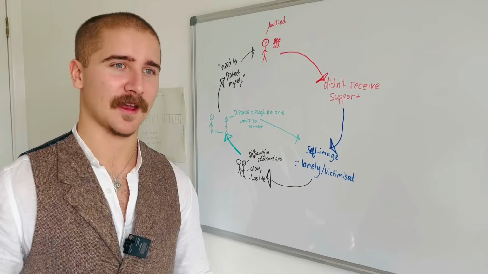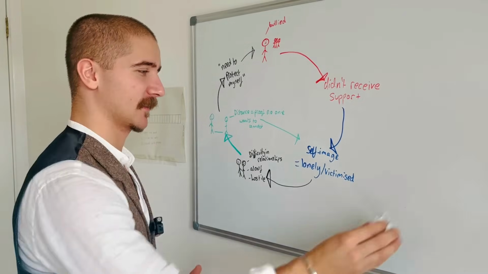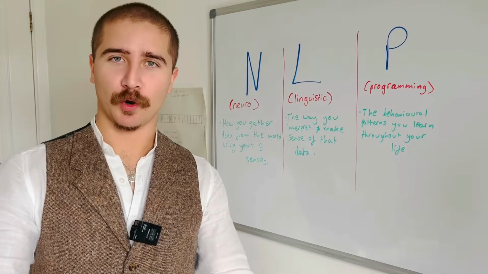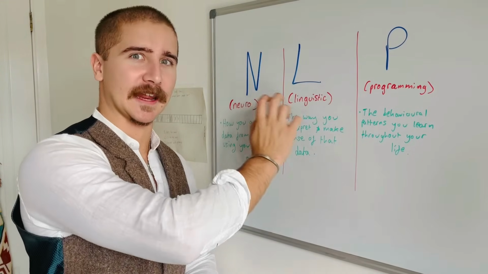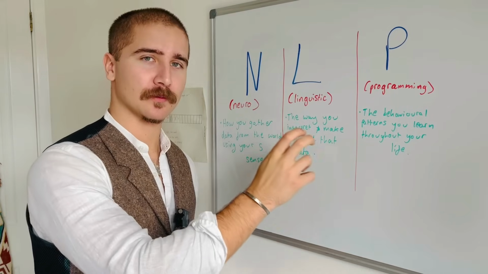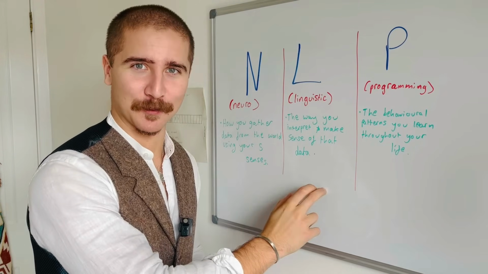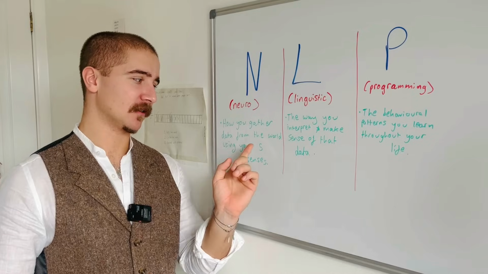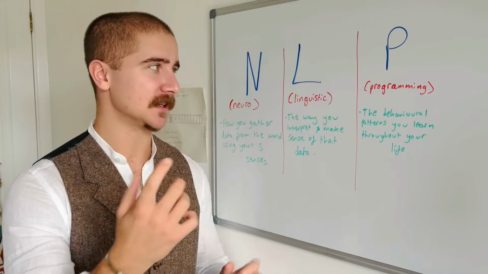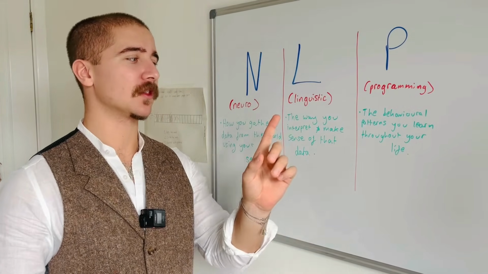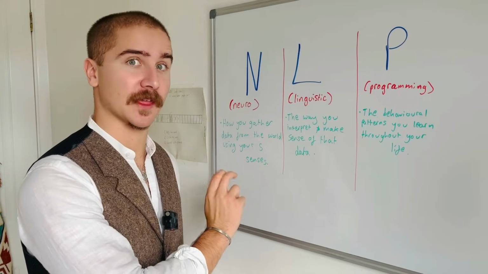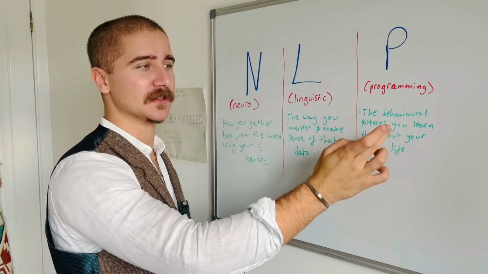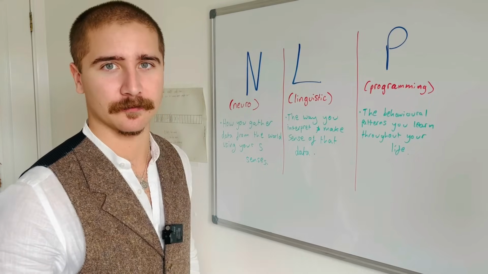So, how do we do this, I hear you ask? Okay, the discipline we're going to use in order to reprogram your self-image is something called NLP, otherwise known as Neuro-Linguistic Programming. The neuro stands for how you gather data from the world using your five senses. The linguistic refers to the way you interpret and make sense of that data. And then programming refers to the behavioural patterns you learn throughout your life.